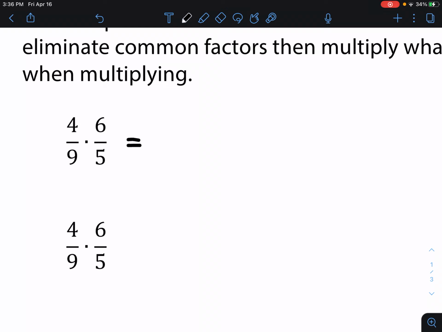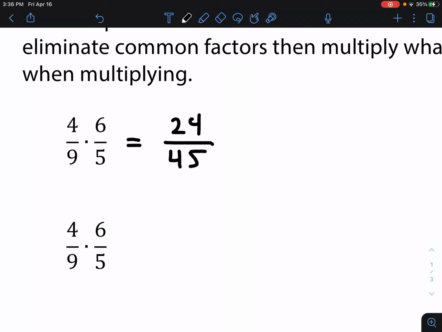4 times 6 is 24, and 9 times 5 is 45. And you can see right away that maybe this isn't the best approach, because now we have 24 over 45. And I know some of you are tempted to grab a calculator, but don't. Put it down. We don't want to use a calculator, because this is going to be some wacky number that doesn't work. We're going to have to round.